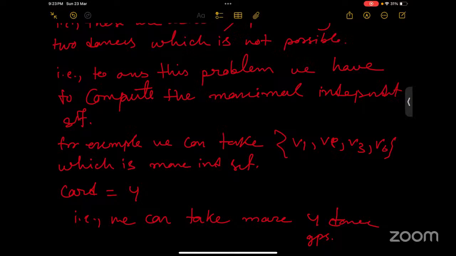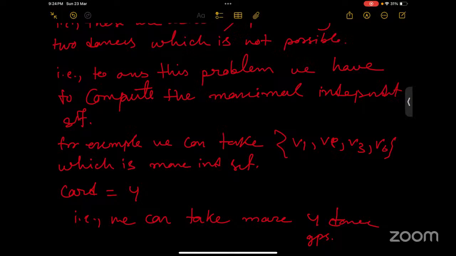If you have to find something minimum, then the last one, the vertex cover, the minimum vertex cover, right? Which is not trivial. Here also, the maximum independent set is not trivial. So if you want to find the maximum, you have to assign in this way, because here we wanted to find the maximum number of dance groups.